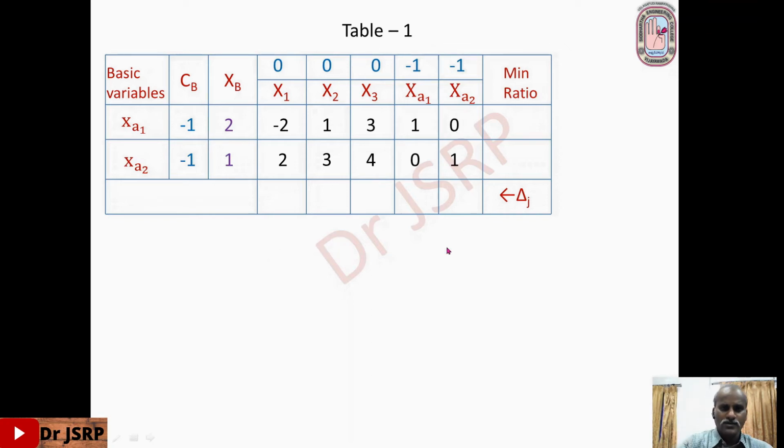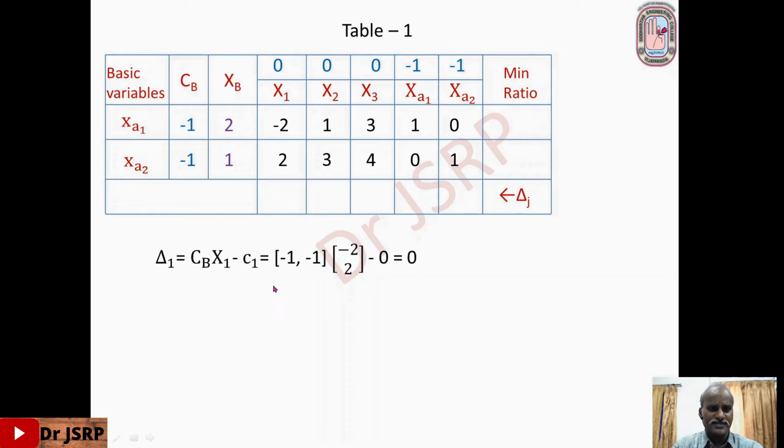Now find the scalar delta J for each variable. First column, delta 1. So what is delta 1? Delta 1 is CB, this column into this column, minus this value. So CB, that is -1, -1 into -2, 2. So -1 into -2, plus 2, -2, that is 0, minus 0, 0. So delta 1 is 0.